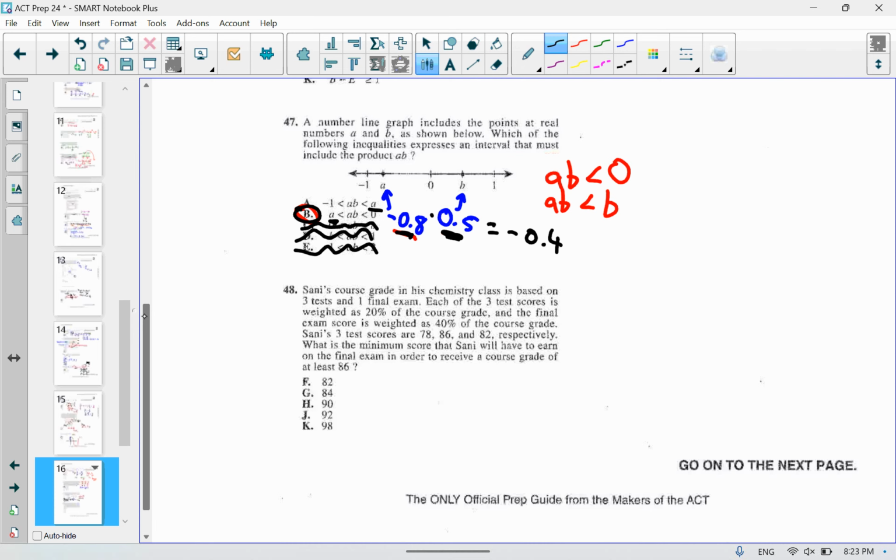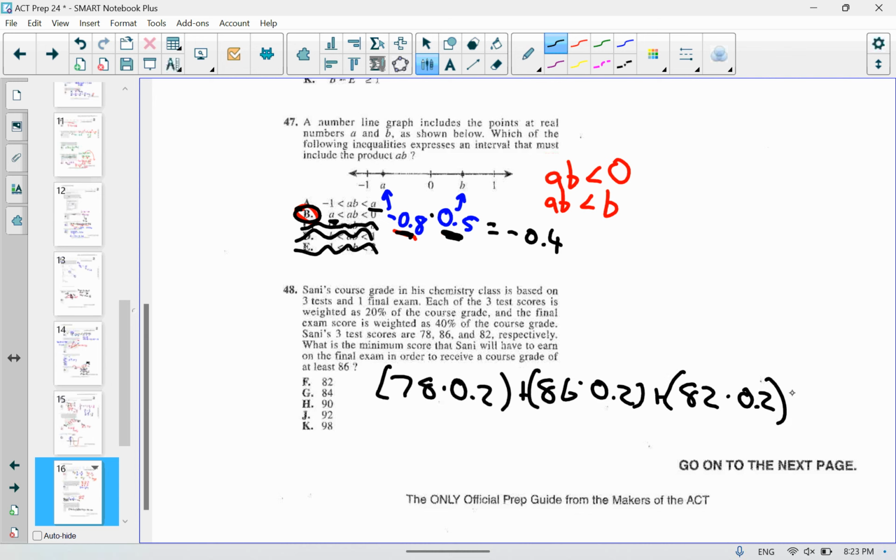Okay, each of the three tests is 20%, so I can do 78 times the 20% weight plus 86 times the 20% weight. I'm turning the percentages into decimals. And the 82 times the 20%, and the test grade, which I don't know, times the 40% it's worth. And I want this sum to be a grade of 86.